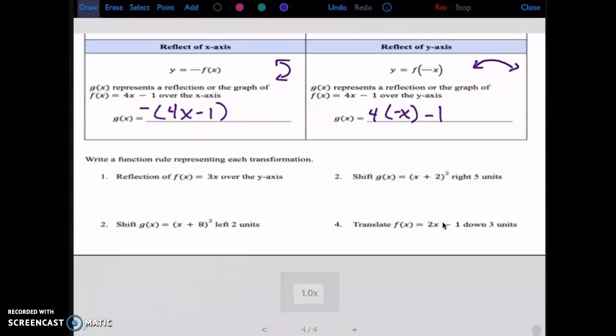Okay. Let's do a couple examples real quick, and then you guys will be on your way. Get through number 14 by today.